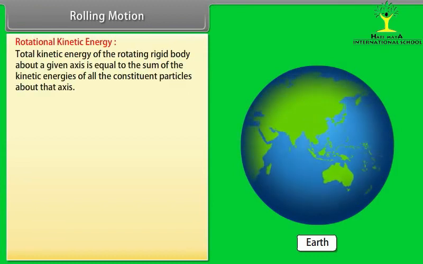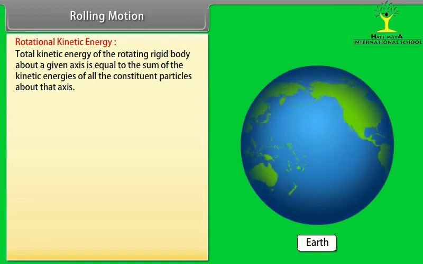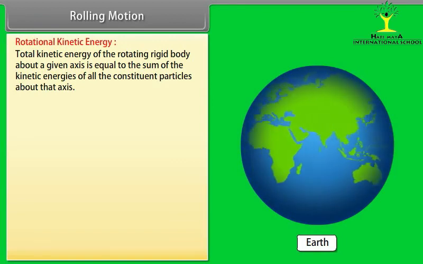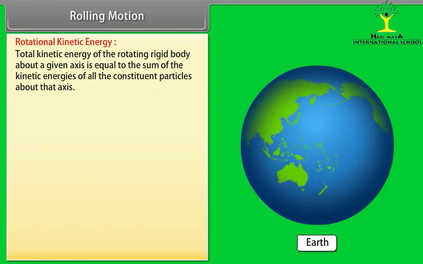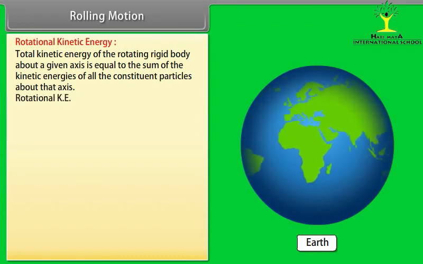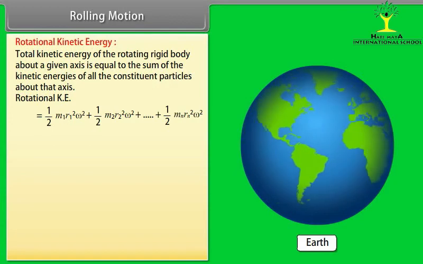Rotational kinetic energy. The total kinetic energy of the rotating rigid body about a given axis is equal to the sum of the kinetic energies of all the constituent particles about that axis. Rotational kinetic energy is equal to half m1 r1 square omega square plus half m2 r2 square omega square plus so on till half mn rn square omega square.